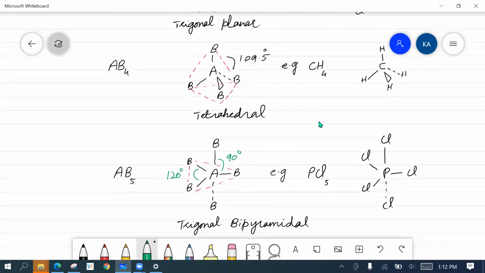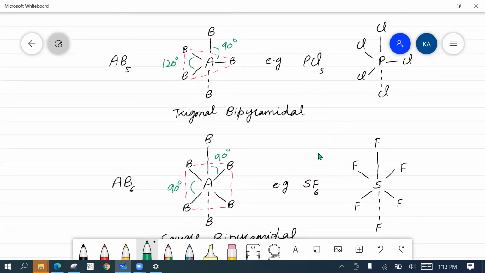Next shape is AB5. So 3 bond pairs lie in a plane in the trigonal form, while 2 pairs, one is above the plane and one is below the plane, and therefore the shape is called trigonal bipyramidal. An example is PCl5. Phosphorus also forms the same shape of molecule with other halogens, and similarly the other lower group members of phosphorus, just like arsenic, also form the same trigonal bipyramidal shape with halogens.